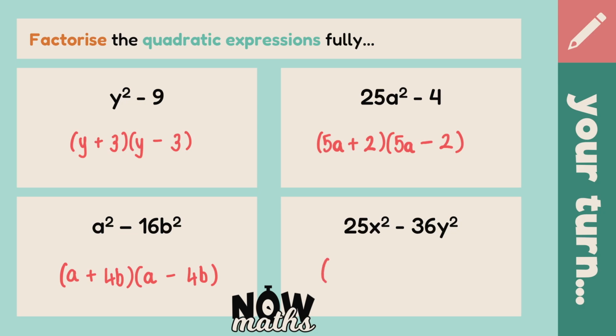And for the final question, again we're going double brackets, and the square root of 25x squared is 5x, since 5x multiplied by 5x is 25x squared. And then the square root of 36y squared is 6y, since 6y multiplied by 6y is 36y squared. And given that we need these 6y's to multiply to give negative 36y squared, we need one to be positive and the other to be negative. And again, this is our fully factorised quadratic. Really well done if you paused and had a go at these questions.